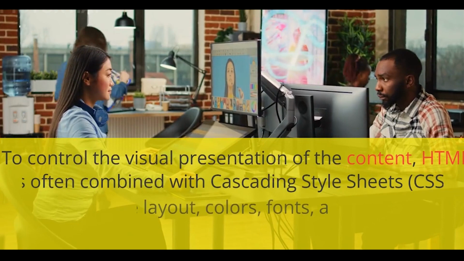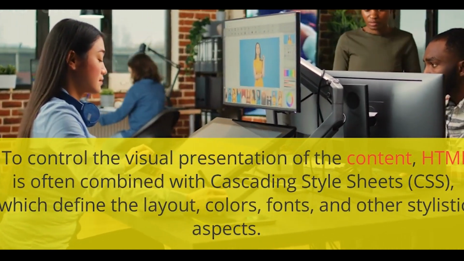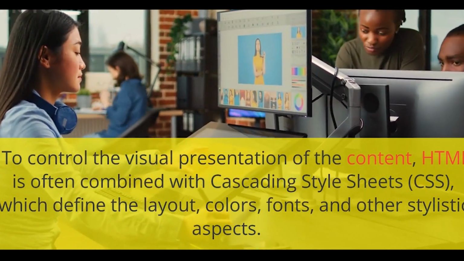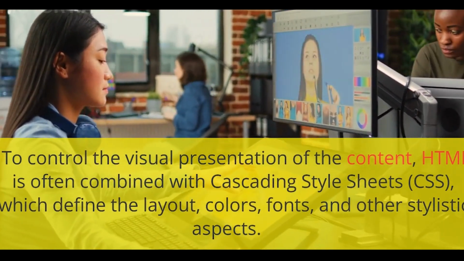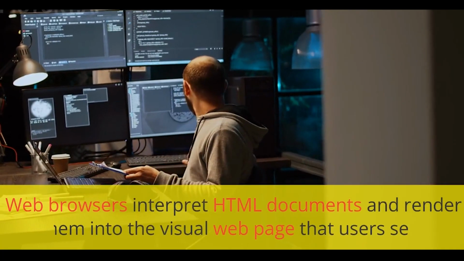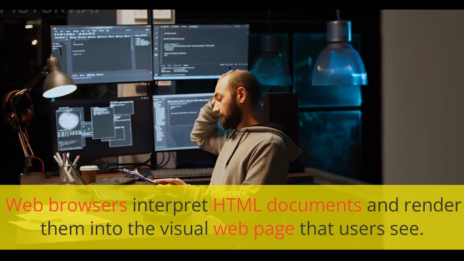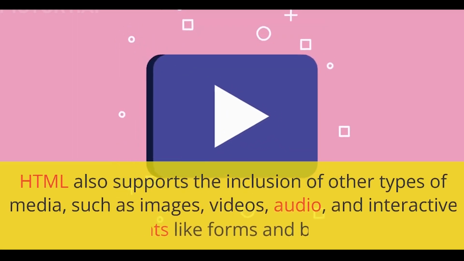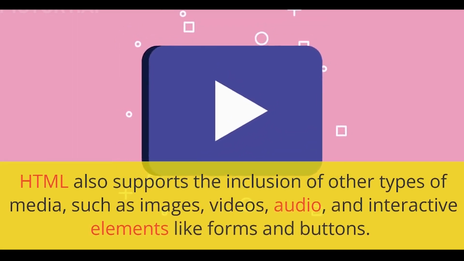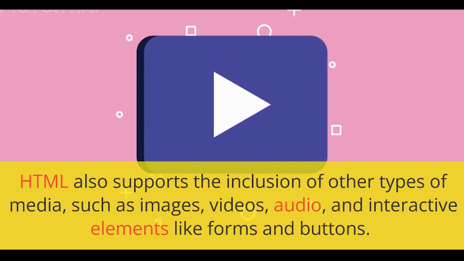To control the visual presentation of the content, HTML is often combined with cascading style sheets, CSS, which define the layout, colors, fonts, and other stylistic aspects. Web browsers interpret HTML documents and render them into the visual web page that users see. HTML also supports the inclusion of other types of media, such as images, videos, audio, and interactive elements like forms and buttons.